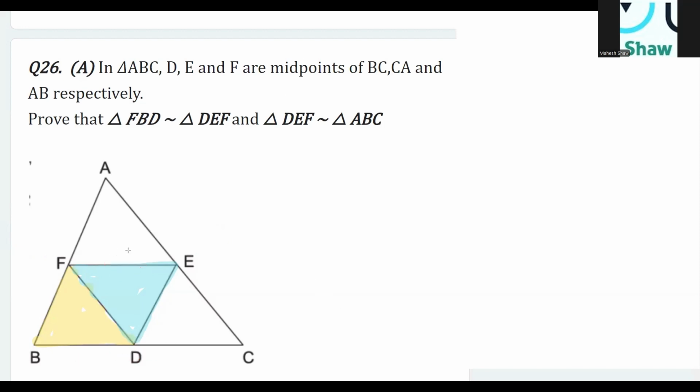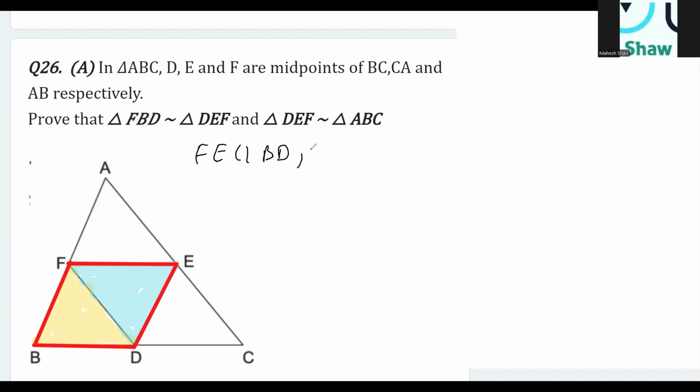So let me first shade the quadrilateral, which I'm going to prove is a parallelogram. I'm going to prove this quadrilateral BDEF is a parallelogram. How will we prove that? E is the midpoint of AC, F is the midpoint of AB, and the line joining the midpoint of two sides is parallel to the third side. So we can say that FE is parallel to BC. Since it is parallel to BC, it will be parallel to BD as well.